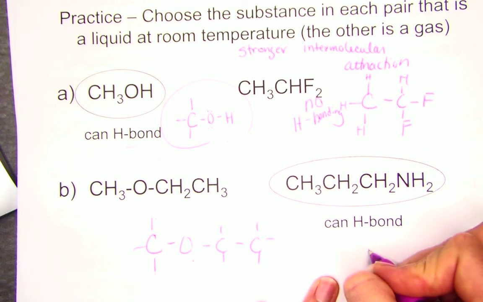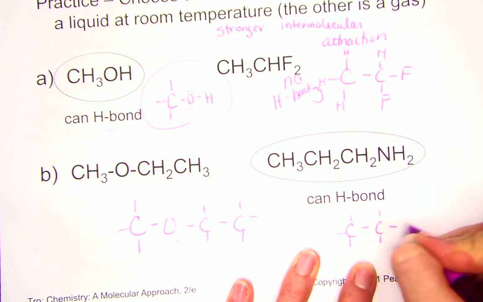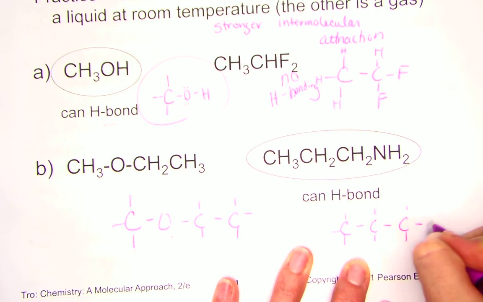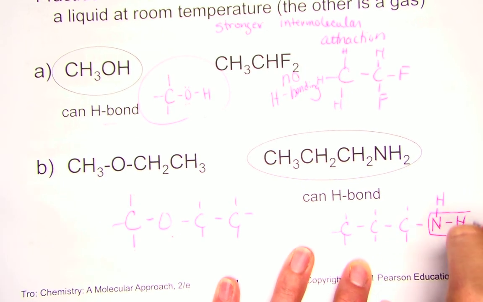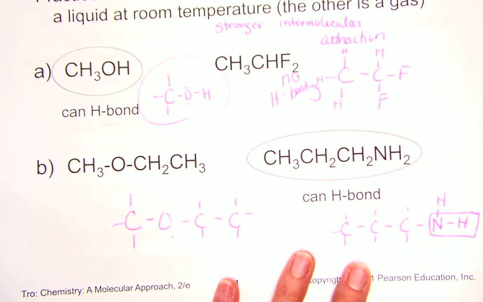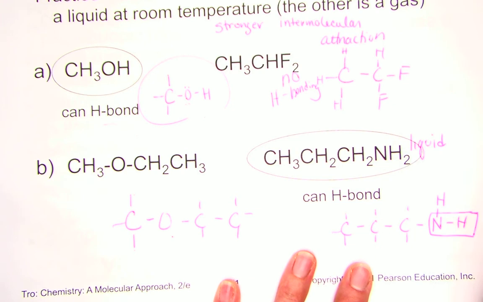However, here we have a carbon, CH3, carbon, CH2, another carbon, CH2, and then a nitrogen, NH2. Clearly I see a hydrogen attached to an electronegative element such as nitrogen, and hydrogen bonding can form. Therefore, this would be a liquid at room temperature. The hydrogen must be attached to either an N, an O, or an F, so that between the molecules we can set up hydrogen bonding.